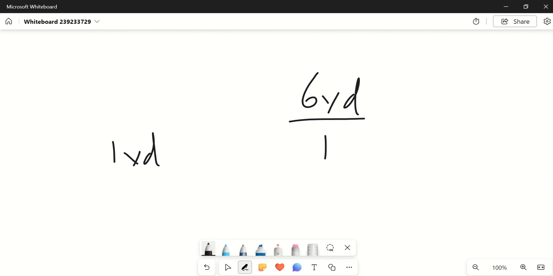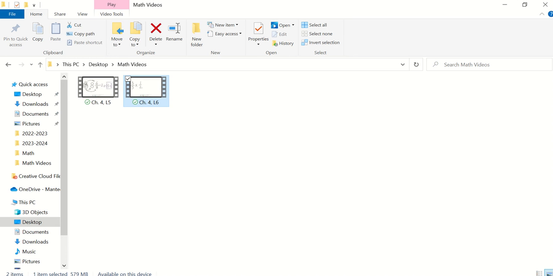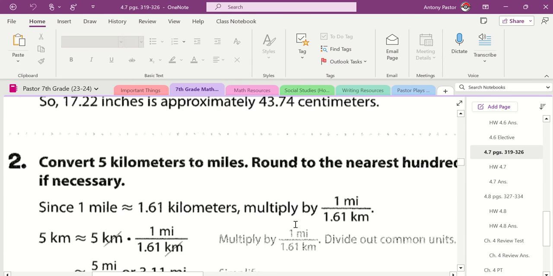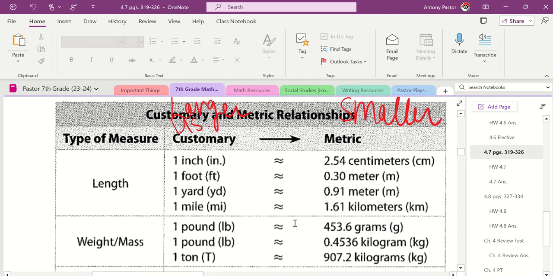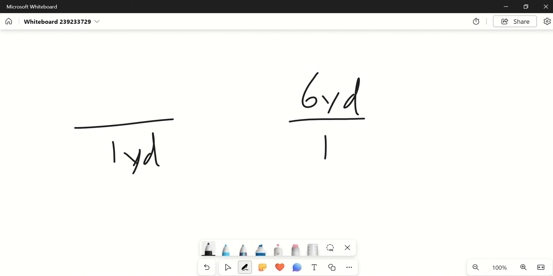1 yard equals, again, according to this, 1 yard is 0.91 meters. 0.91. I may have said something different.